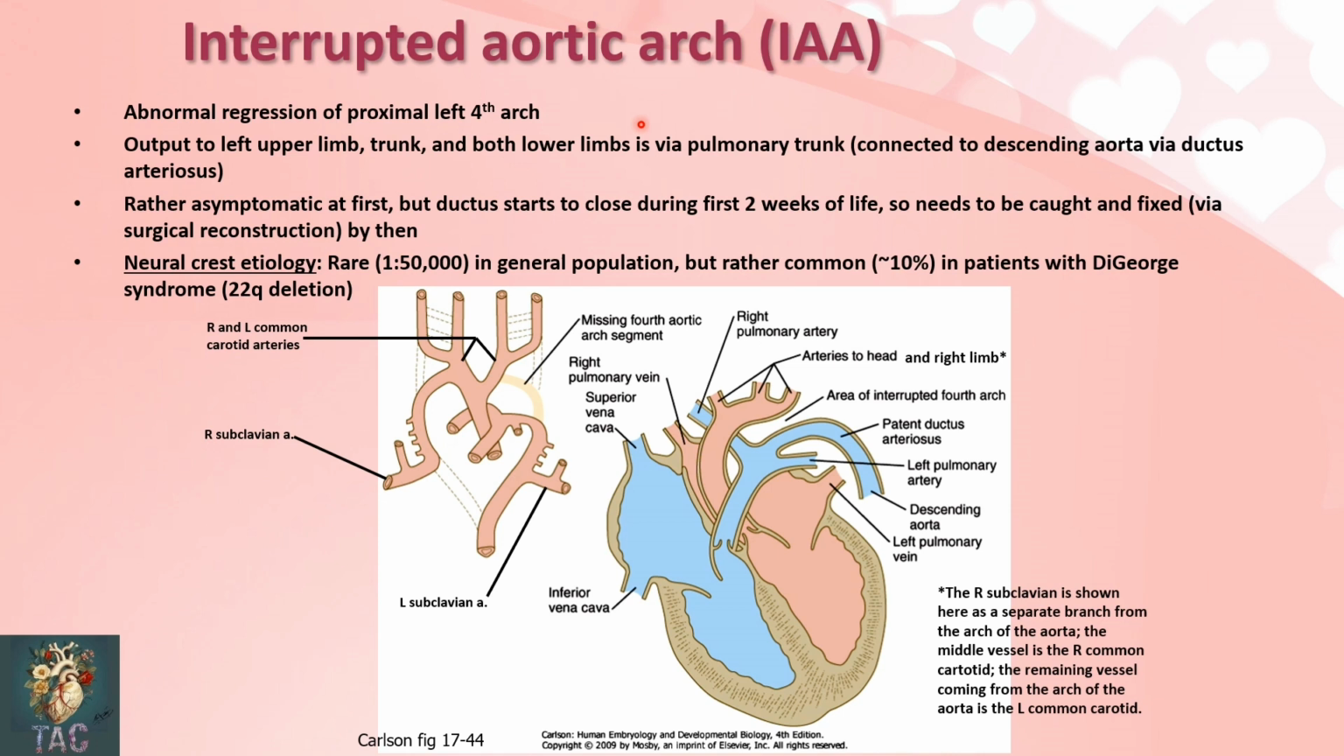In this case you can see this part of the aortic arch will disappear, and also in this part it will disappear. So there is aberrant regression of the left fourth arch, and output of the left upper limb trunk and both lower limbs is via the pulmonary trunk. So you can see this is the pulmonary trunk, and it will give rise to branches to the upper limb and lower limb.